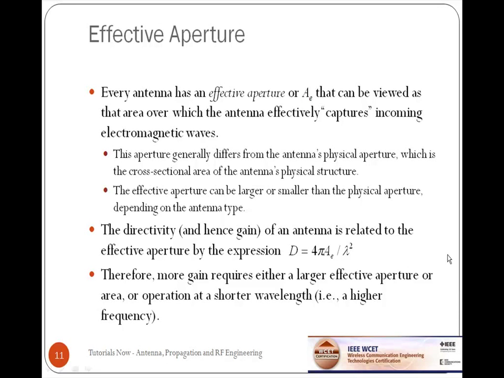If you recall, the directivity of the antenna is related to the effective aperture by the expression D equals 4 pi A sub e divided by lambda squared. Therefore, more gain would require either a larger effective aperture or area, or operation at a shorter wavelength or higher frequency.